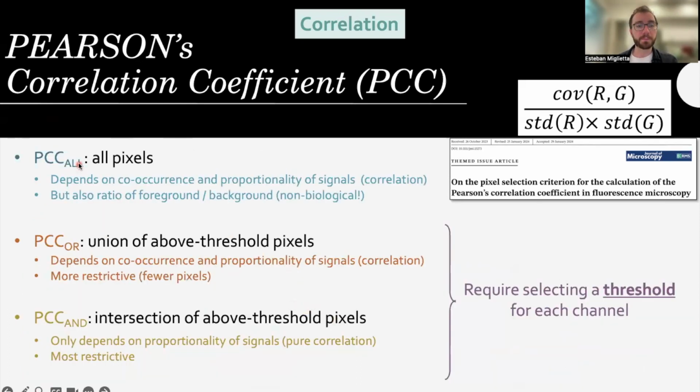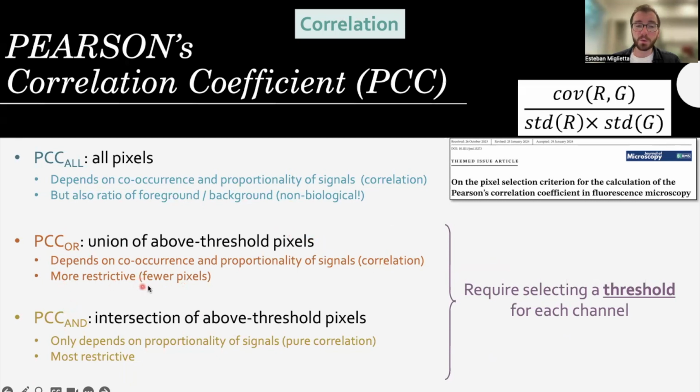So in summary, PCC all is measured on all pixels of the image. It depends on the co-occurrence and the proportionality of signals. So it's actually measuring both co-occurrence and correlation, but it's also affected by the ratio of foreground and background. And that has to do with non-biological phenomena, for example, how densely plated were the cells in that particular experiment. Another option, PCC OR, it's measured on the union of all above threshold pixels.